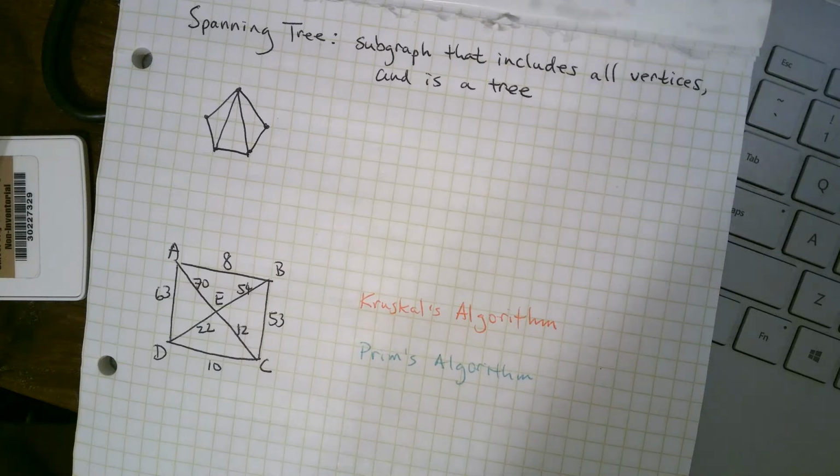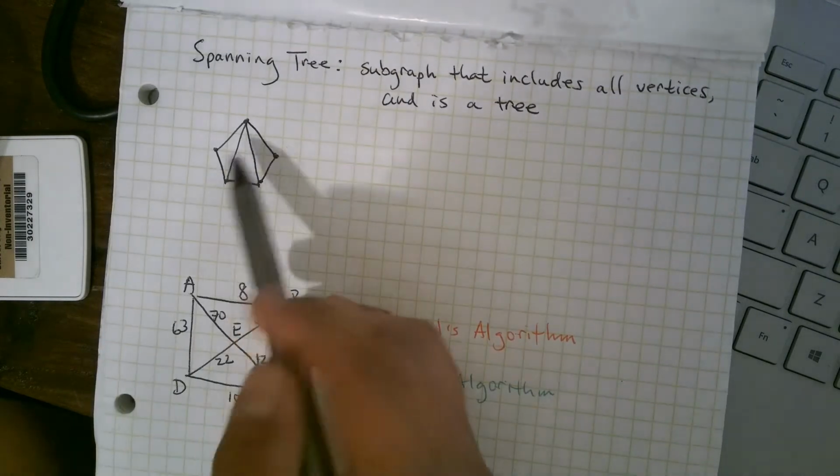In this video, we'll talk about minimal spanning trees. So, a spanning tree is a subgraph of a graph that includes all the vertices and is a tree. For example, here's your graph.